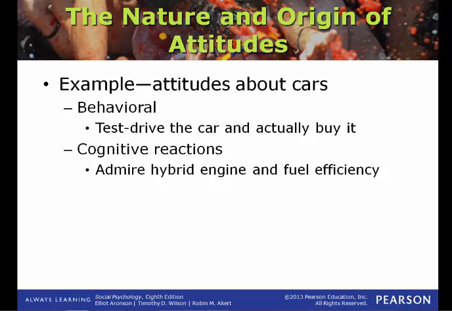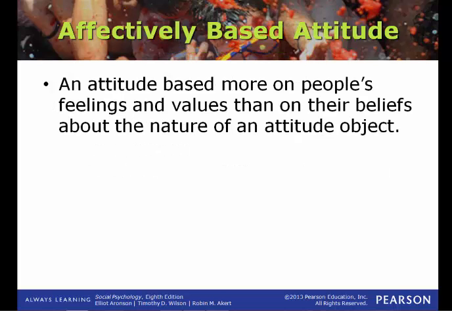So you can see that perhaps for any one topic, we might have several different kinds of attitudes. So going back to an affectively based attitude, an attitude based more on people's feelings and values rather than their beliefs about the nature of an attitude object. And when I say attitude object, that just means whatever it is that we have the attitude about. So when we're talking about an affectively based attitude, trying to figure out what that might be, one rule of thumb is just think about the topics that are uncomfortable to talk about over dinner with an acquaintance, right? We often have affectively held attitudes about things like politics and religion, things like the death penalty.